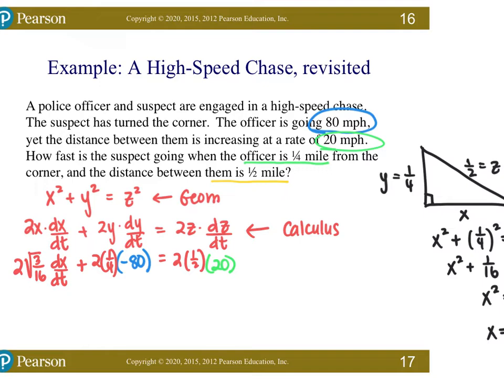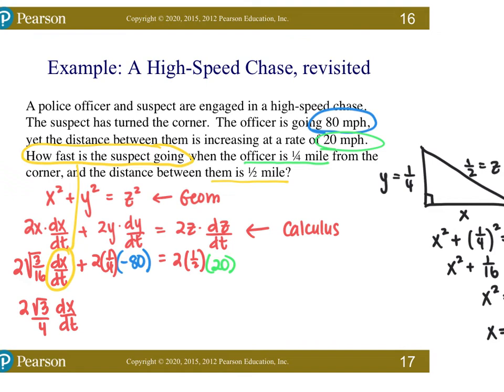that's a variable is dx/dt, which represents the change in the x side, which is the suspect side. So that answers the question, how fast is the suspect going? That's going to be the dx/dt answer. So we just need to now simplify and move some things around. So we've got 2 root 3 over 4, because the square root of 16 is 4, dx/dt.